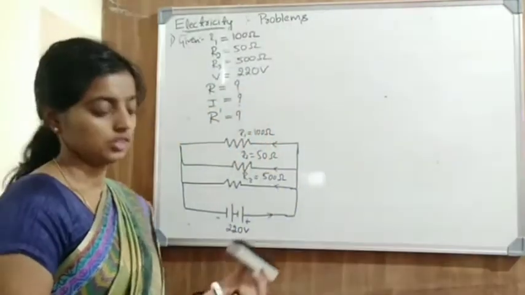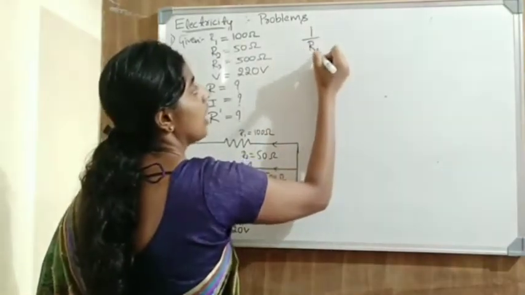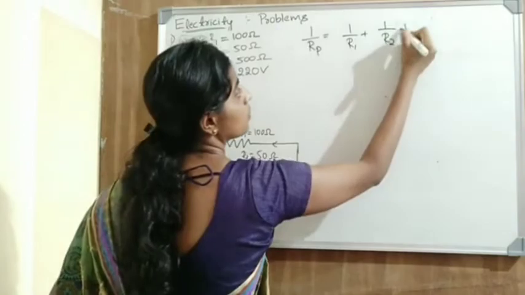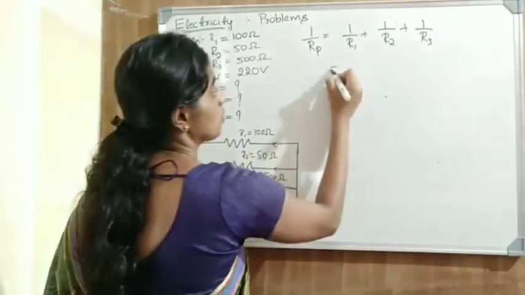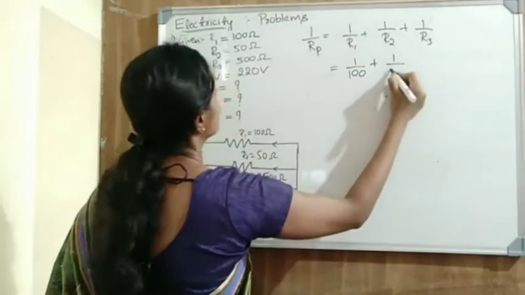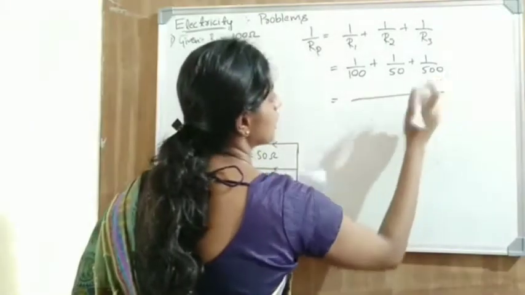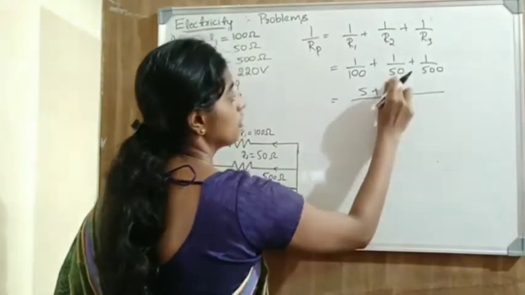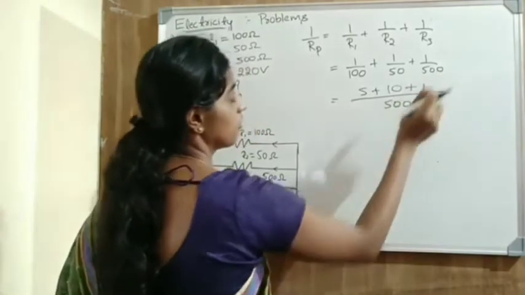Use the formula for resistors connected in parallel, that is 1 by Rp is equal to 1 by R1 plus 1 by R2 plus 1 by R3. Same procedure which we followed in the earlier problem. Now solve yourself: 1 by 100 plus 1 by 50 plus 1 by 500. Take the LCM, we will get 500. Then 100 into 5, we will get 500. 50 into 10, we will get 500. 500 into 1, we will get 500.